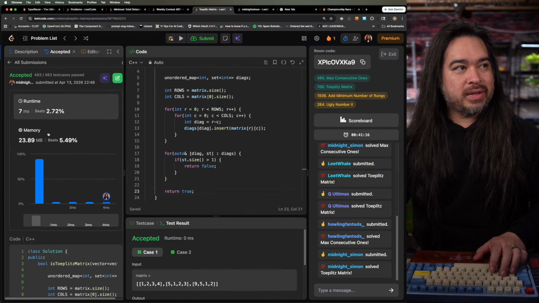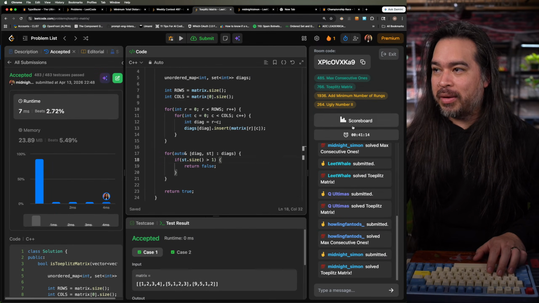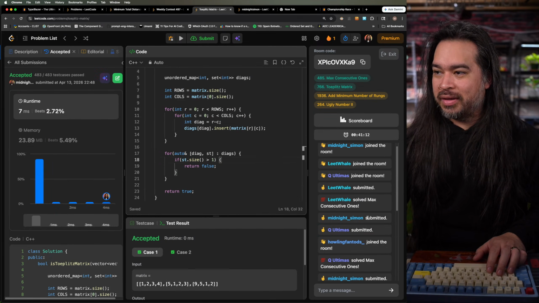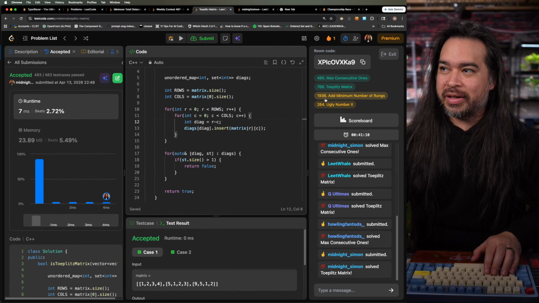What's next? So Q3, man, people are moving. Q is moving out here.